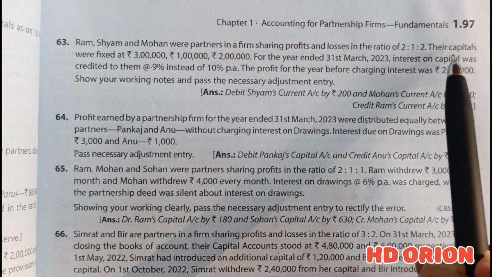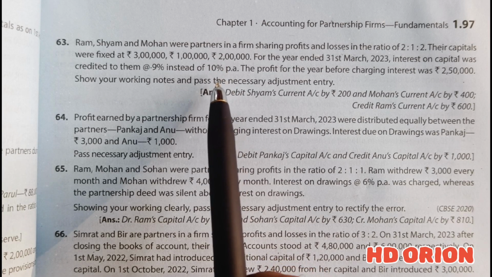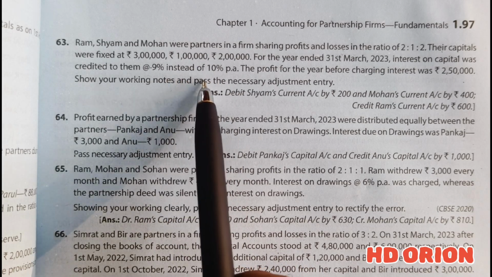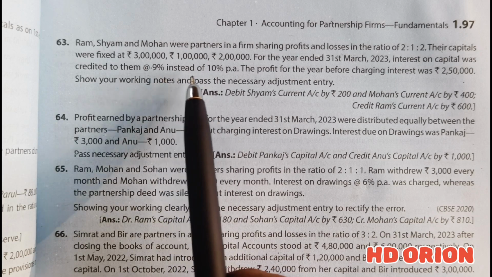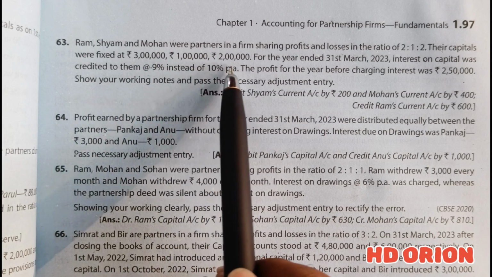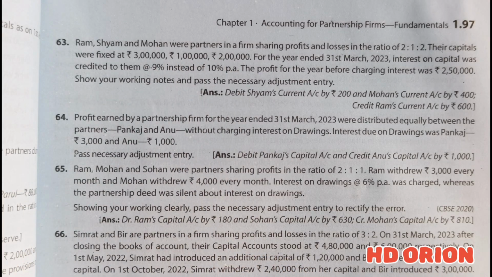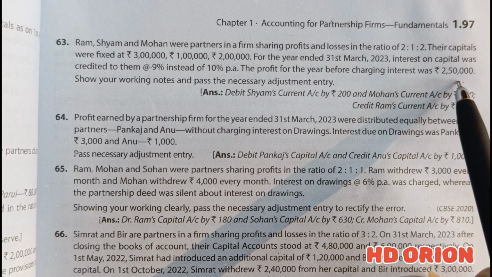Here you see in the question their capitals were fixed. It means the capital account is fixed, and therefore all the adjustment entry will be through current account, not capital account. First thing. Second thing is that one more percentage we have to give to the partners as interest on capital, because 10% was supposed to be given and only 9% has been given to them. So interest on capital only for 1% of their capitals is the amount which we have to figure out. Fine. But in this question, net profit for the year is also given, so you can ignore this because that is not needed.